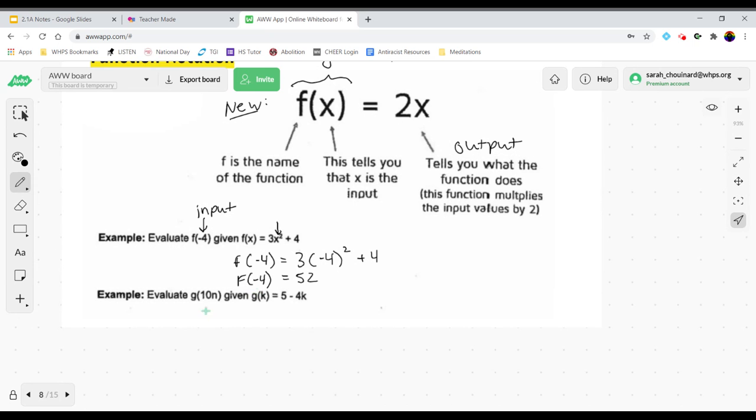For the next one, we're actually plugging in an expression. So we're going to put in 10n. So we're going to do g of 10n, and we're going to replace this variable with 10n. So we're going to do 5 minus 4, replace that with 10 times n. And 4 times 10n is 40n, so it's 5 minus 40n. That's actually our final answer for this one. G of 10n, when 10n goes in, 5 minus 40n comes out.